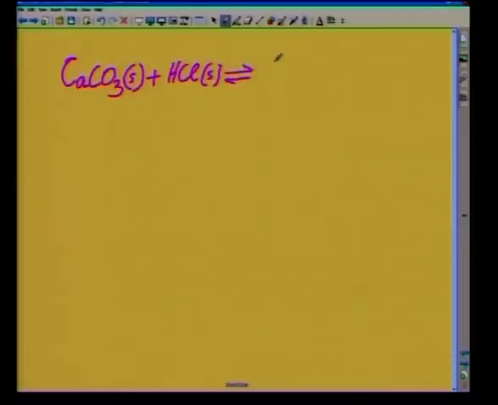It gives us calcium chloride. This is in solution, and it gives us water. Okay, and let's just play with this and make it a liquid. And we also have carbon dioxide, which is a gas. All right. So that's what we have.